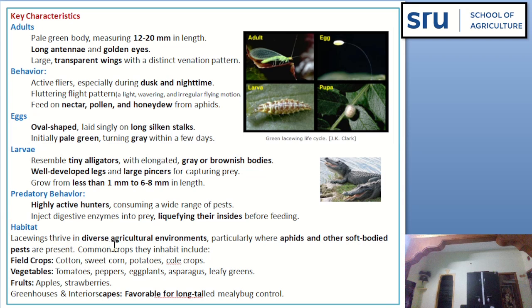Habitat: lacewings thrive in diverse agricultural environments, particularly where aphids and other soft-bodied pests are present. Common crops they inhabit include field crops, cotton, sweet corn, potato and cole crops. Vegetable crops such as tomato, peppers, eggplants, asparagus and leafy greens. Fruits such as apples and strawberries. Greenhouses and interiorscapes, there also they are present.